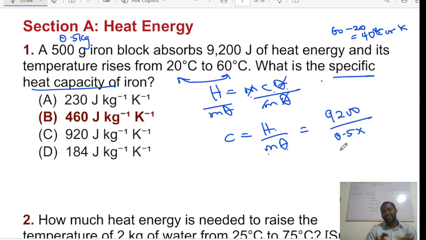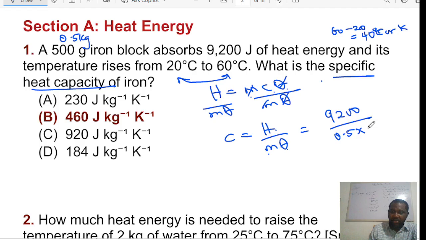Now, by the way, a temperature change in degrees Celsius is the same value as a temperature change in Kelvin. That's an exam question. Take note of that. So after subtracting the values in degrees Celsius, the temperature change is the same value in Kelvin. So I can say 40 degrees Celsius, I can also say 40 Kelvin. I hope that makes sense.